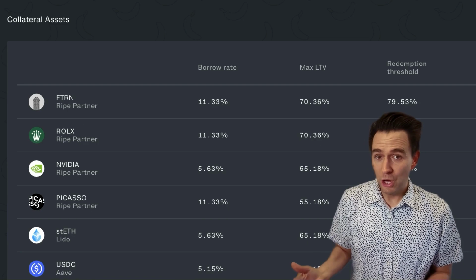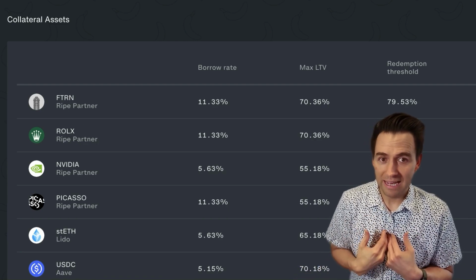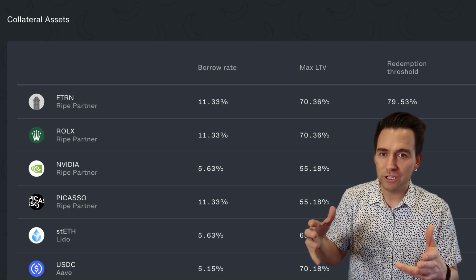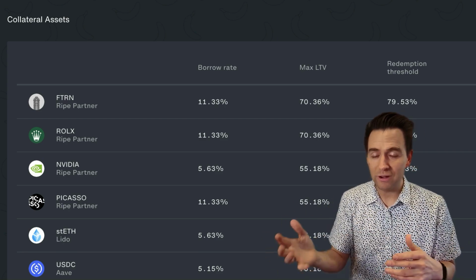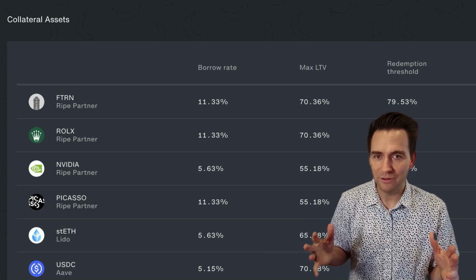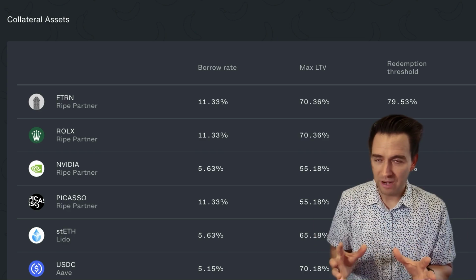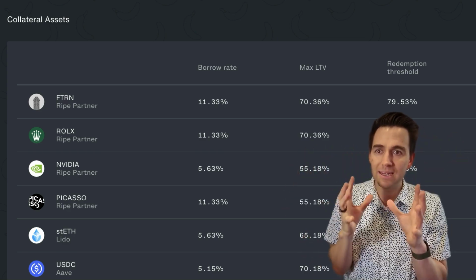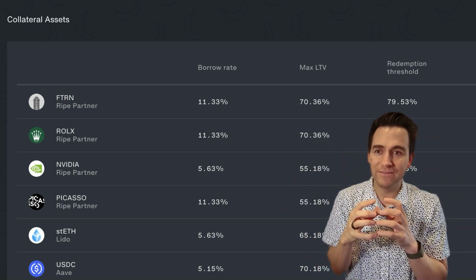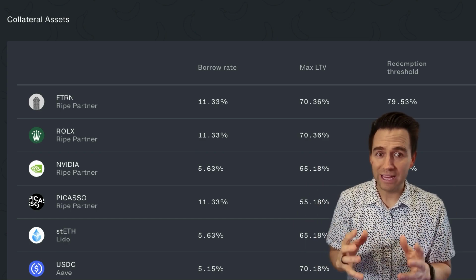In the table below, I can see all of my deposit assets and the loan terms that are associated with each one, like the interest rate, loan-to-value ratio, etc. When I take out a loan, it's volume weighted based on all of these parameters. So there's an aggregated, rolled up single set of debt terms based on all of my collateral assets.